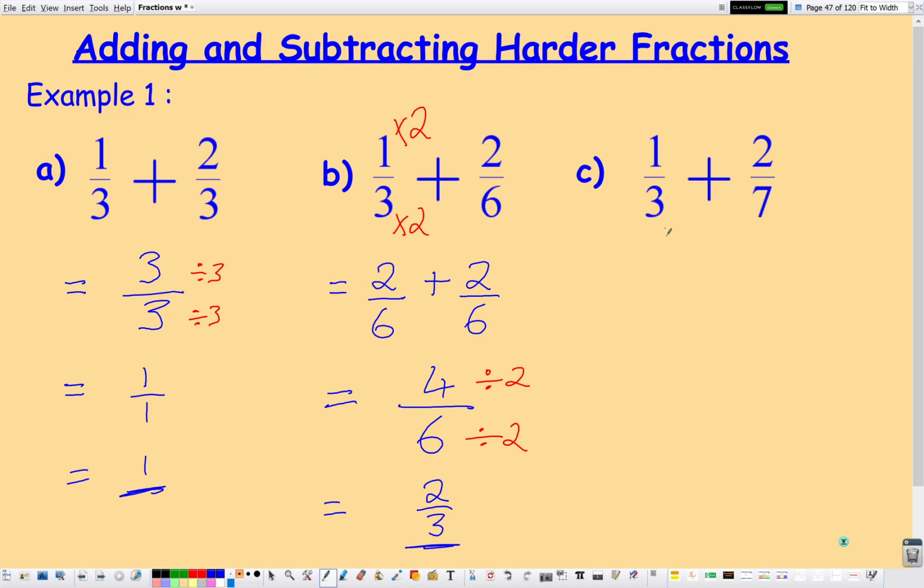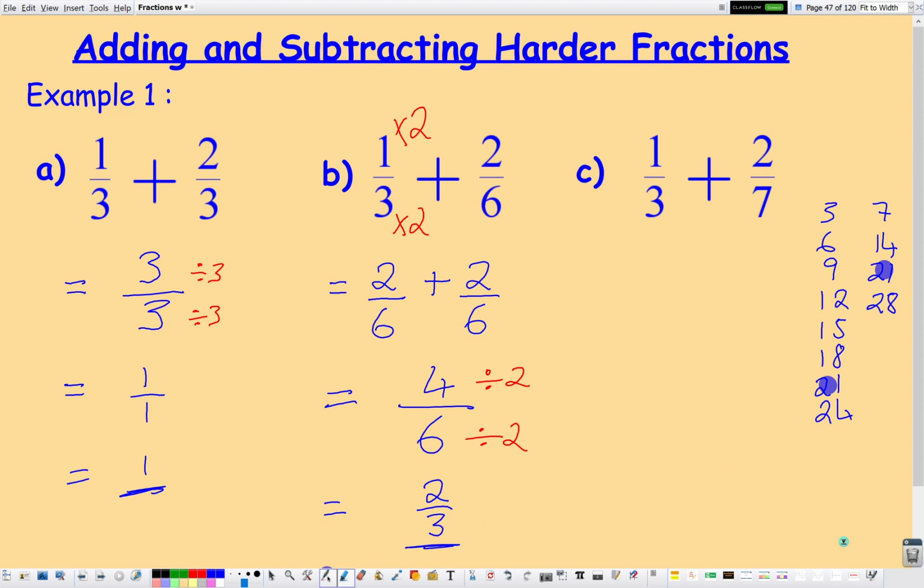Well, I can think of my 3 times table, and I can maybe do that at the side. 3, 6, 9, 12, 15, 18, 21, 24. And I can think of my 7 times table. 7, 14, 21, 28. Now, hold on, I do have a number that appears in both lists. It is going to be a common multiple, therefore a common denominator, and it is going to be this 21.